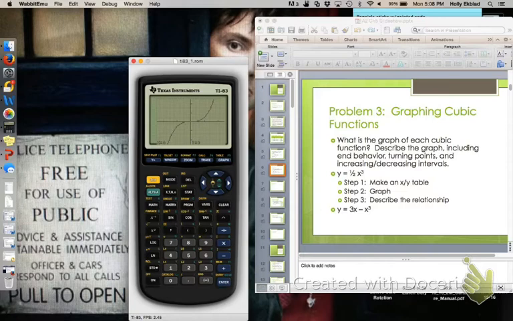So what we want to do is make an XY table and compare our values, and then we graph it, and then we describe the relationship. So 1/2 is positive, so it's going to go from the negative to the positive, and since it's an x cubed, it's going to change directions 2 times. So it's going up, and then it stops, and then it's going up again.